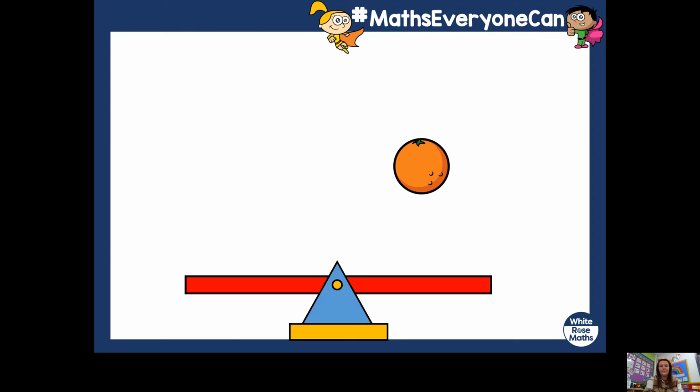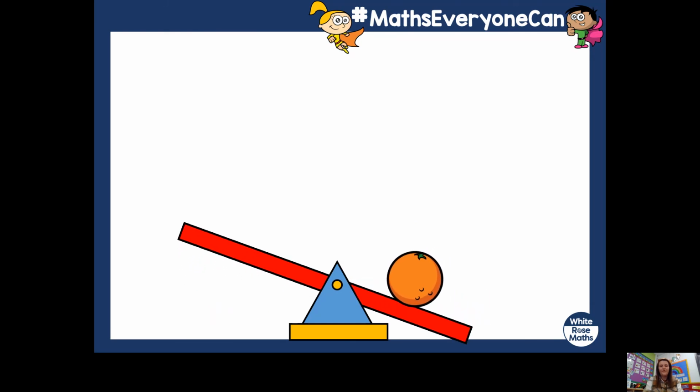We've got another balance scale here. Whoop! Here comes that orange again. What has happened this time to the orange and to the balance scale? That's right. The orange has made the scale tip the other side this time because it is heavy. Now that's going to be a key word we're going to use today, heavy. Can you say that word? Heavy. So the orange is heavy and therefore has made the scale tip.